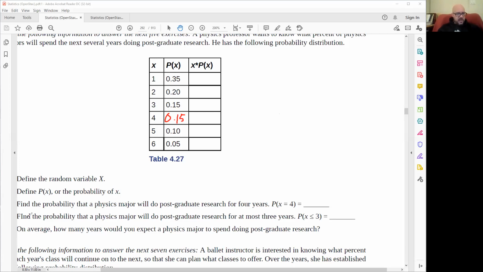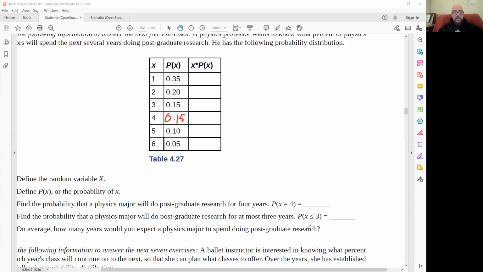Find the probability that a physics major will do postgraduate research for at most 3 years, so 3 or less. So that's these guys. So that would be 70%. Just add those up. On average, how many years would you expect a physics major to spend doing postgraduate research? Well, we're going to need expected value for that.